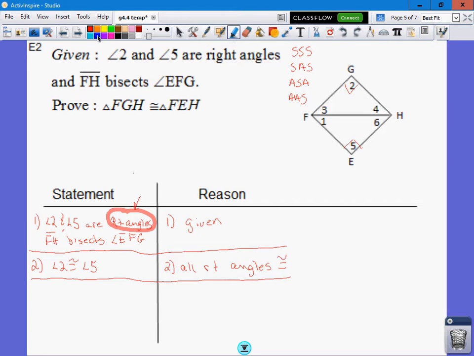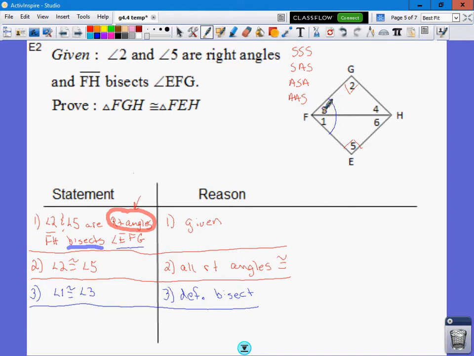The other piece of information that was in the given used this word, bisects. What got bisected this time? An angle. Well, they're talking about this angle, E, F, G. So they're talking about this whole angle. And if it got bisected, obviously I'm going to use that definition again. The definition of bisect. But what two parts did that make congruent? Angle 1 is congruent to angle 3, by the definition of bisect.